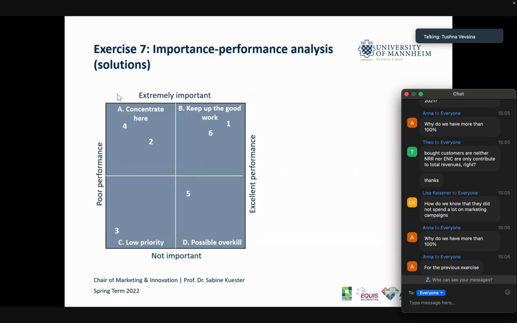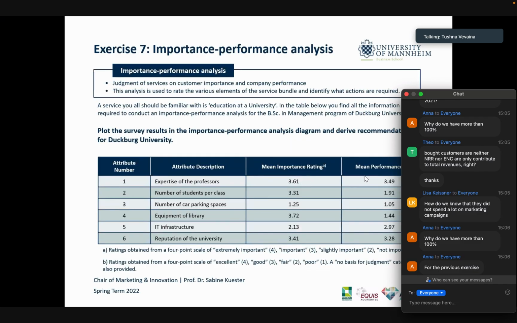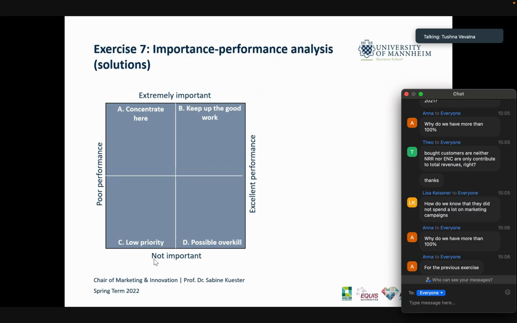And we have a 2x2 matrix over here, and we are asked to plot each of these attributes with respect to the mean importance rating and mean performance rating. We have not important below, extremely important high, poor performance and excellent performance.